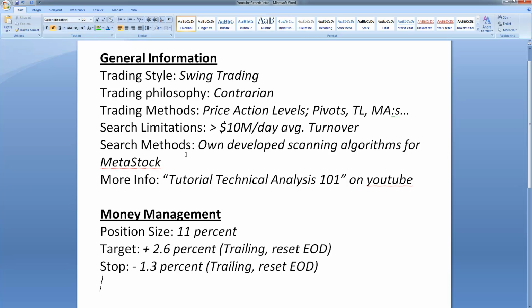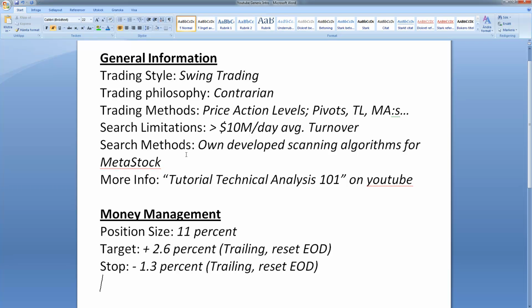I'm a swing trader. I use mostly contrarian strategies. I bring my methods from price action levels, that's pivots, peaks, troughs, trend lines, moving averages, and Fibonacci retracements. I'm only looking at stocks that have a daily average turnover of more than $10 million or euro equivalent or equivalent in pound sterling. I've developed my scanning algorithms by myself.